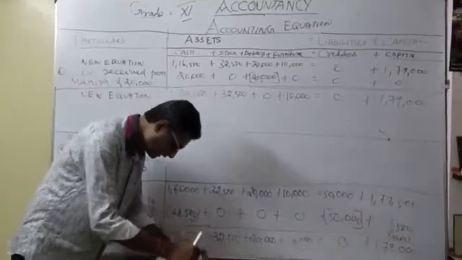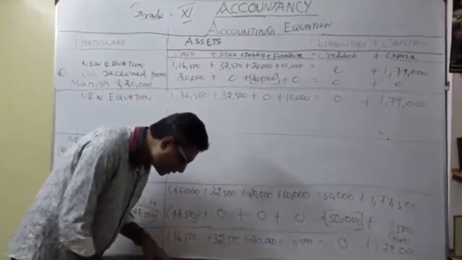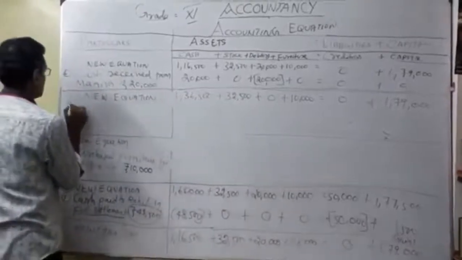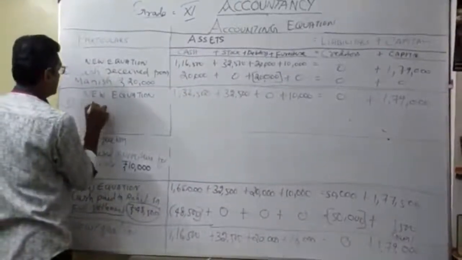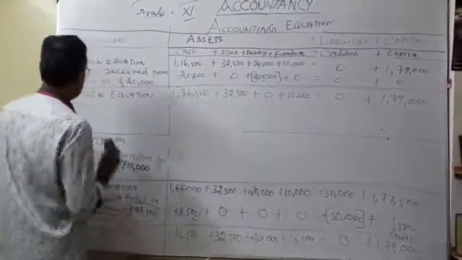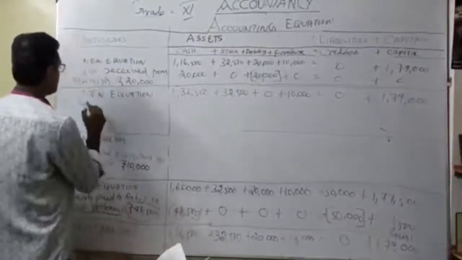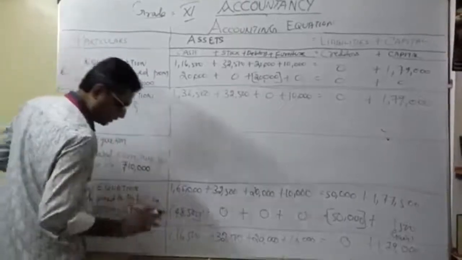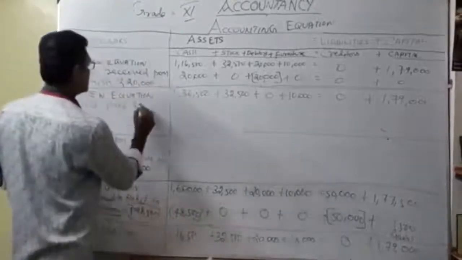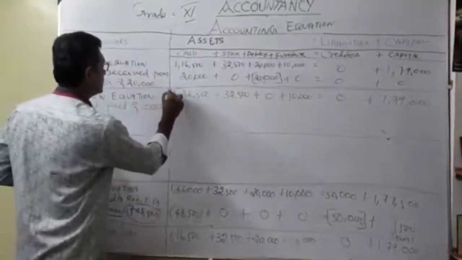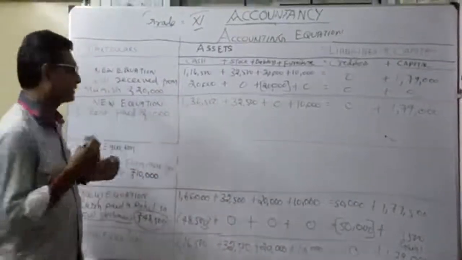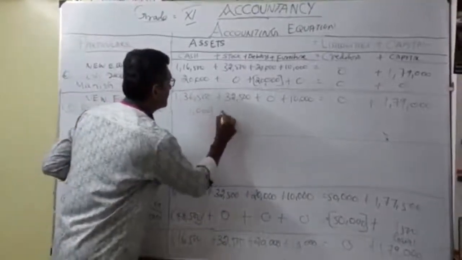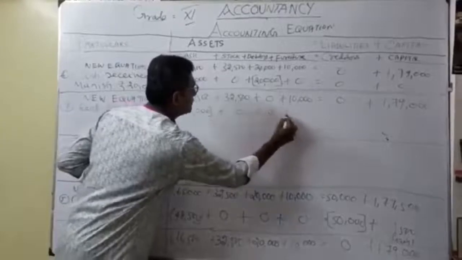Now see the next transaction. Very simple. Rent paid, the seventh one. Rent paid comes under expenses, correct? Just 1,000 rupees you paid as rent. So when I pay rent, my cash will decrease, correct? So I show here in the bracket, 1,000. Similarly, 0 plus 0 plus 0.